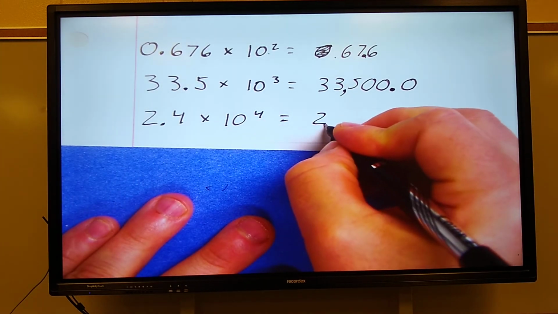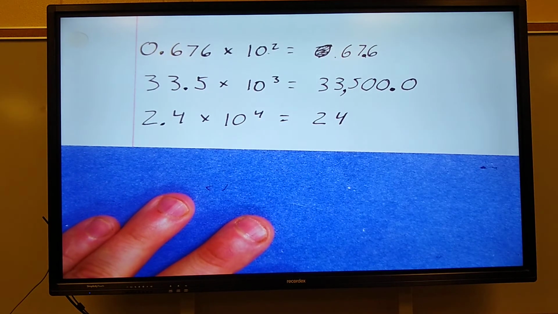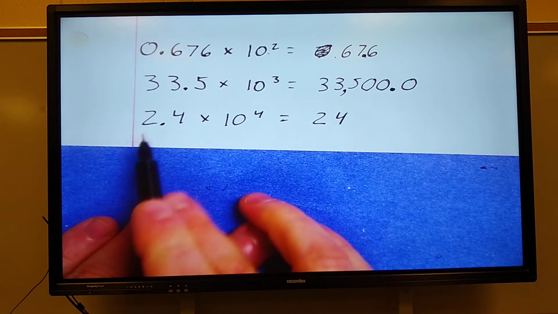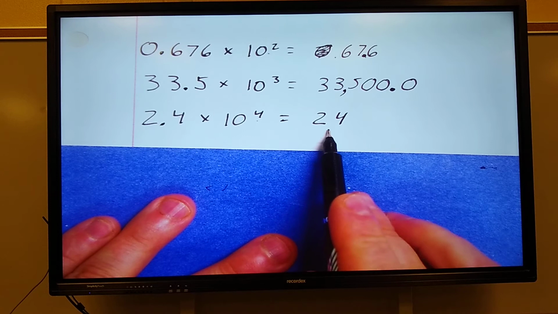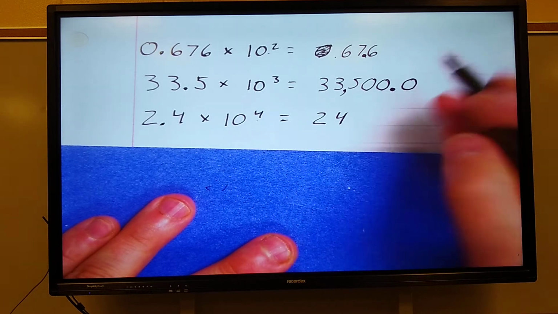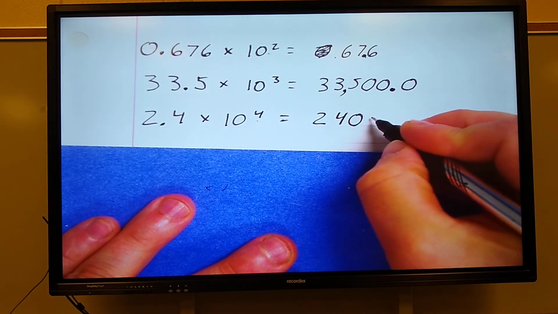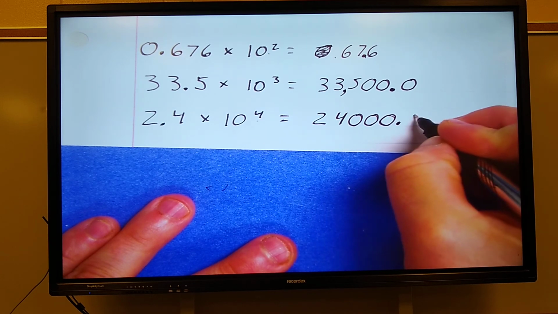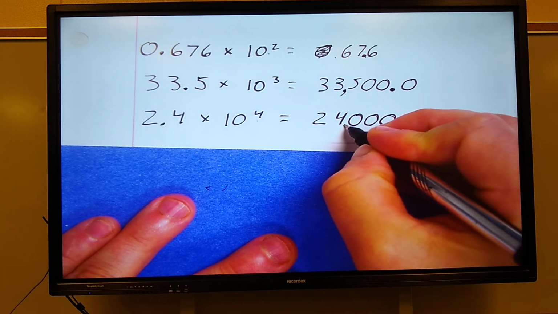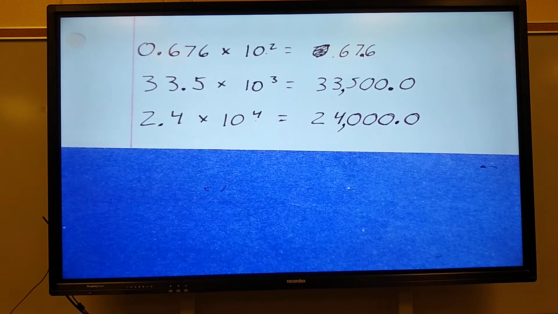And last but not least, 2 and 4 tenths. So I know there'll be a 2 and a 4. This tells me to move my decimal place over 4 times. So here it is right here. 1, 2, 3, 4. My answer is 24,000.